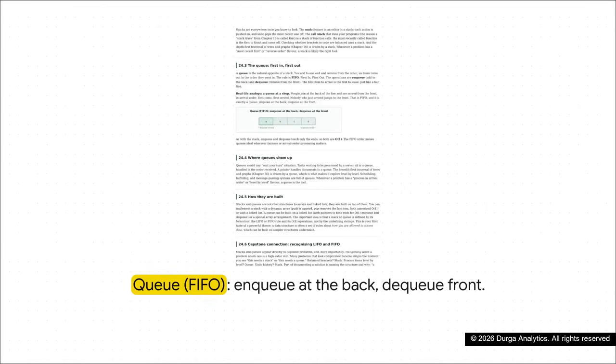Items are added to the back of the line, which we call enqueuing, and they are processed and removed from the front, which is dequeuing. It's perfectly fair. The very first item to arrive is absolutely the first one to leave, in its exact arrival order. Absolutely nobody gets to jump the line.